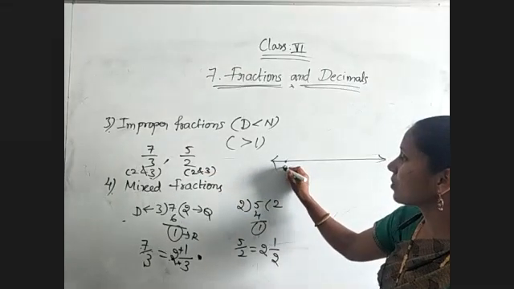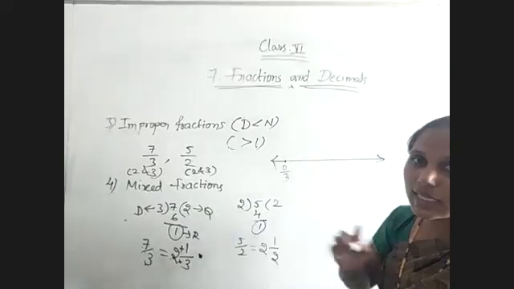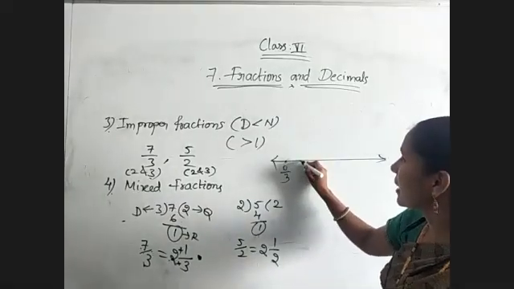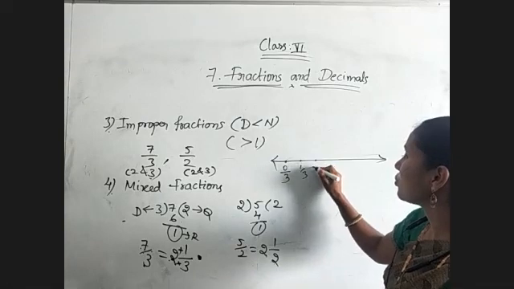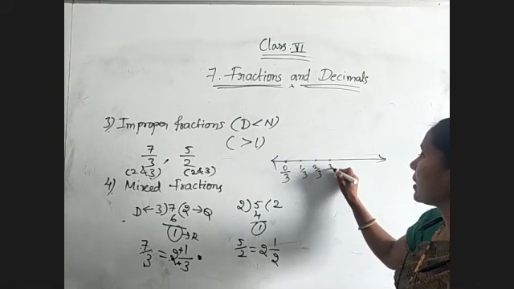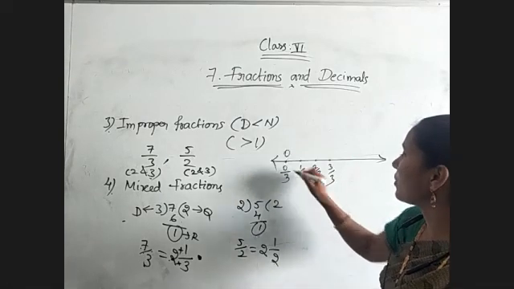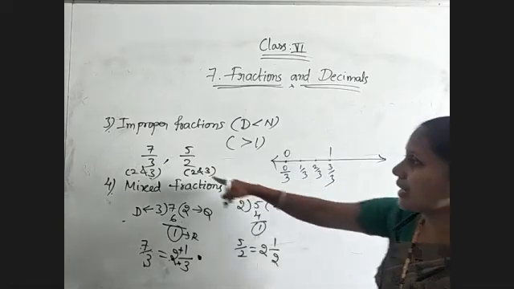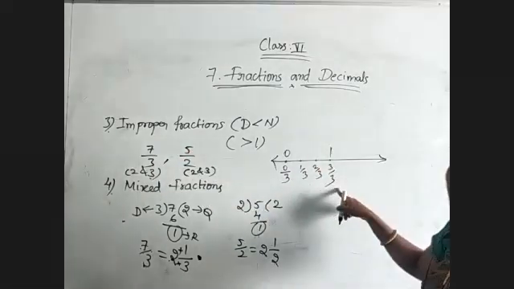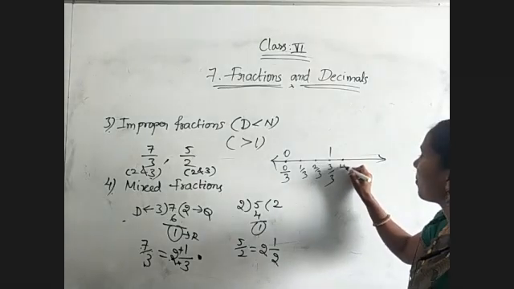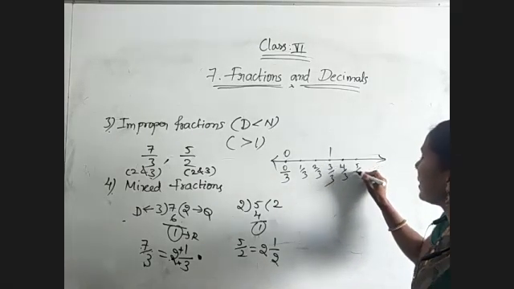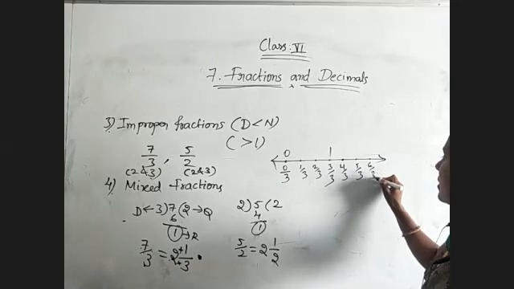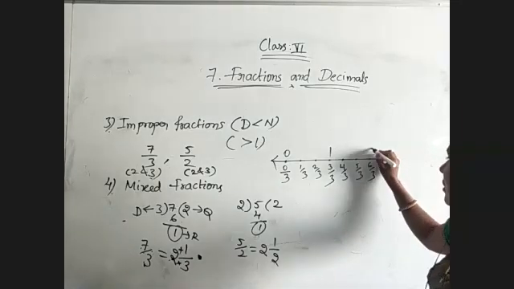Denominator was 3, so from 0 to 1, 3 equal parts are there. That is 0 by 3, 1 by 3, 2 by 3, 3 by 3. So 0 by 3 is 0, 3 by 3 is 1. But we need 7 by 3. Still we did not get. So 4 by 3, 5 by 3, 6 by 3. 6 by 3 is nothing but 2.